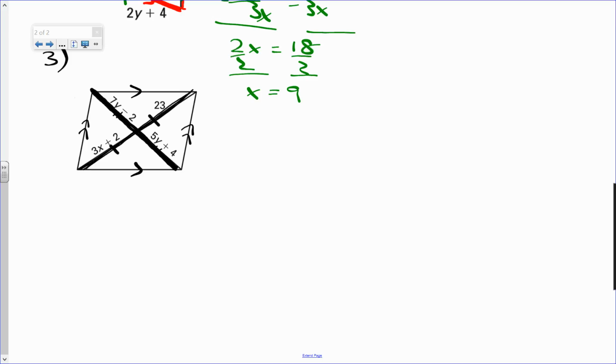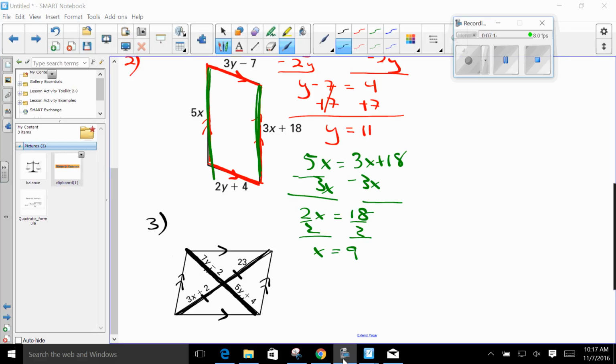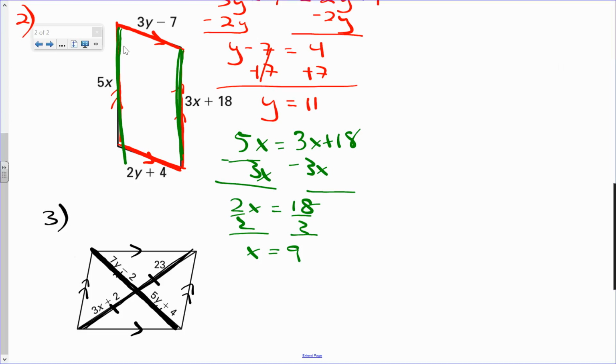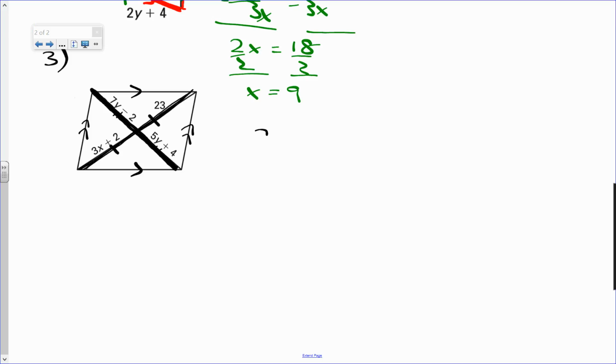So I know that this segment and this segment are congruent. This segment and this segment are congruent, so that's pretty straightforward. You can see the obvious equation that will result from that logic. We'll be able to solve for x and y. So 7y minus 2 equals 5y plus 4.